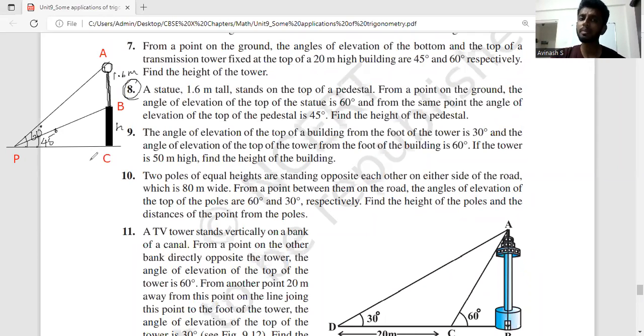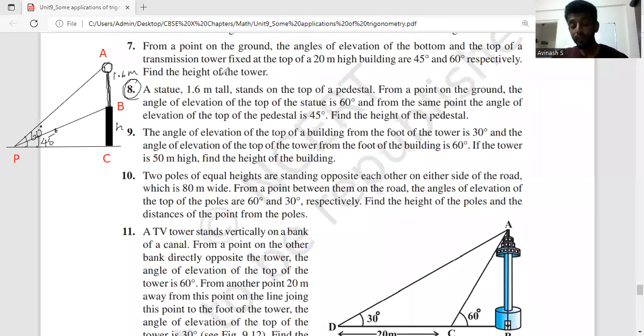So very similar to the previous question. The only difference is in the previous question, we found this height, whatever was at the top, and the bottom part was given. Here, the bottom part is being asked and the top part is given. So the one at the top, the statue, is 1.6 and we are supposed to find the height of the pedestal. So we apply a very similar strategy as what we applied in the previous problem to get the answer. So we are following a very similar approach.